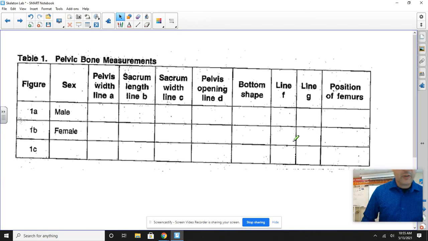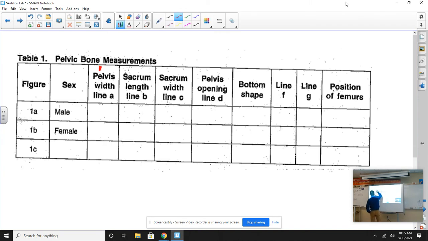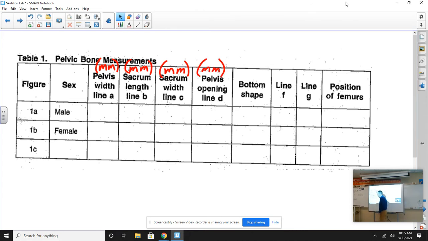You will need a ruler to measure these as well, in millimeters. And since these are all in millimeters, we should also be labeling all of these millimeters. Unless you want to put millimeters next to every single number that you write, if you put it at the top of the column, I'll know everything underneath is in millimeters.